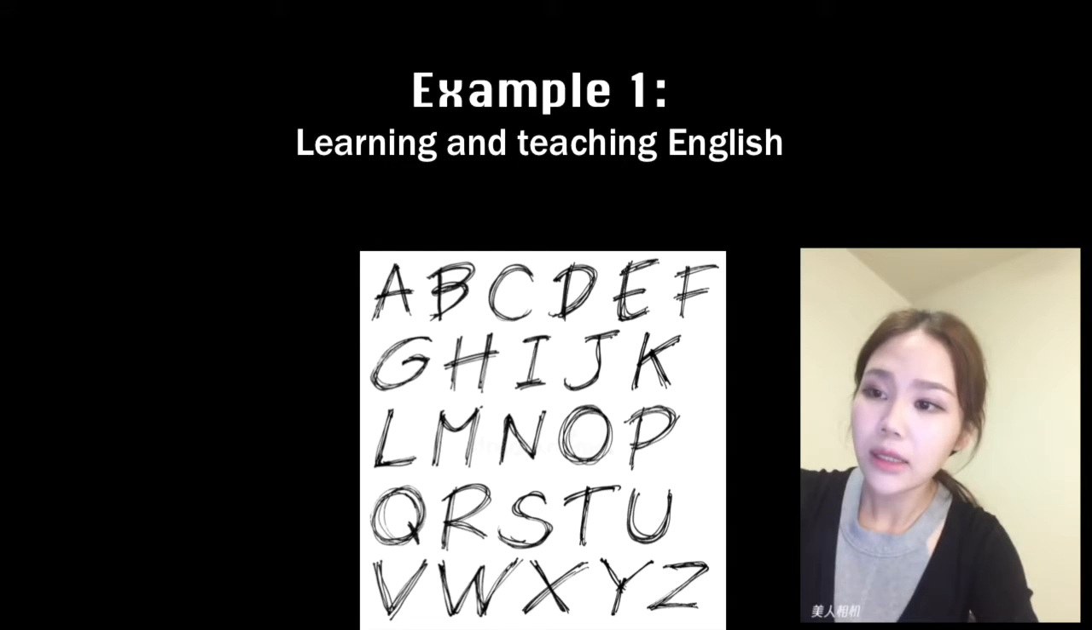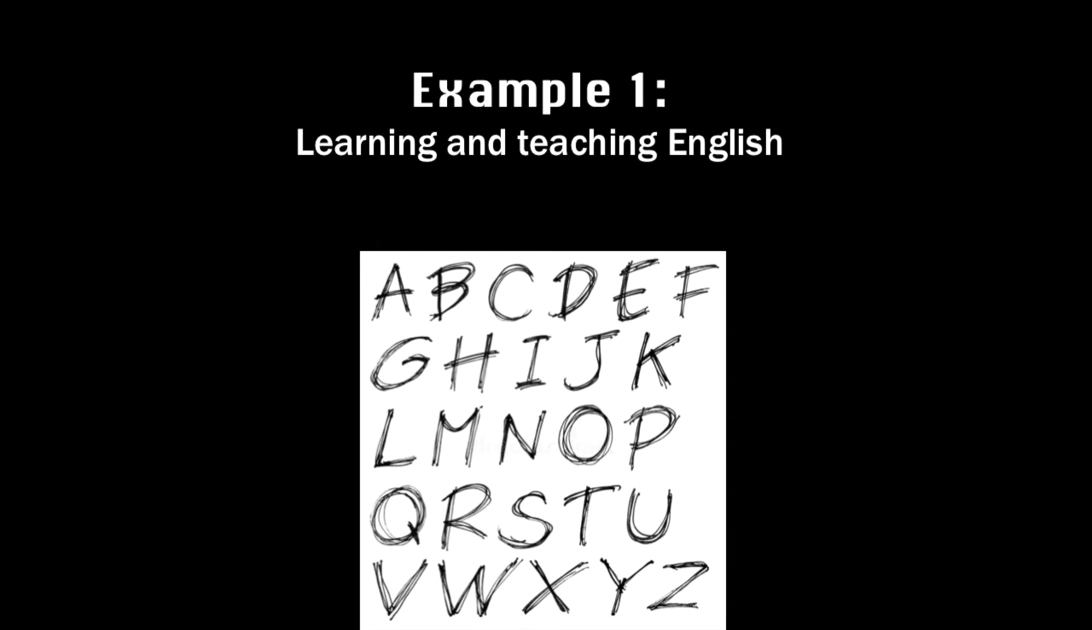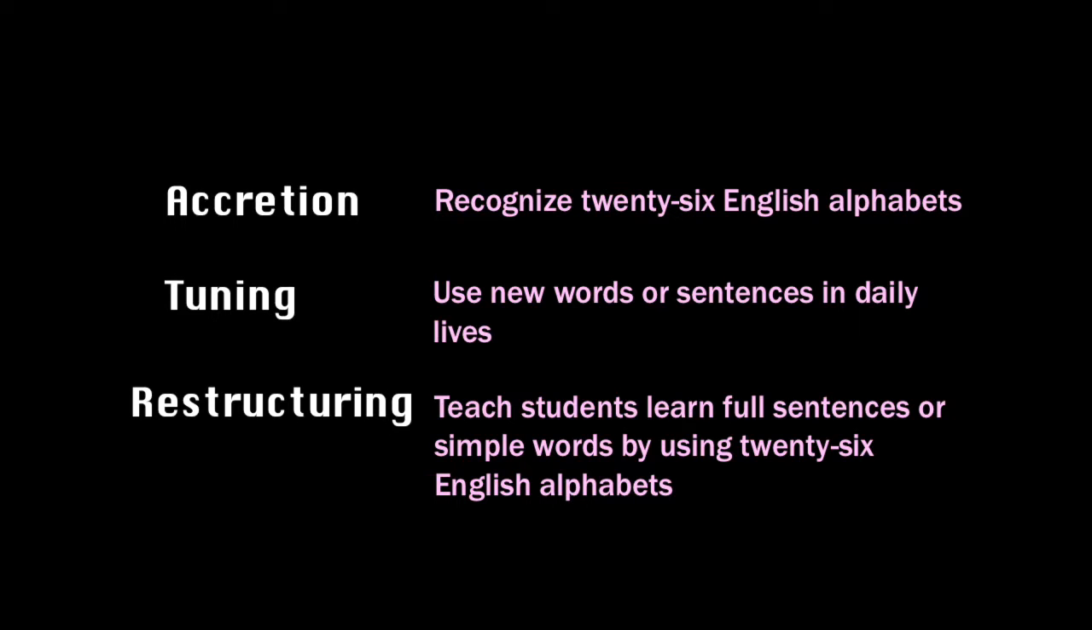First example is teaching and learning language, such as English. When the instructors teach students to recognize 26 English alphabets, the learning process of the learners is called the process of accretion. When the instructor decides to teach students to learn full sentences or simple words by using the 26 English alphabets, it represents the process of restructuring. When the student can use new words or sentences in daily life, it means the process of turning.